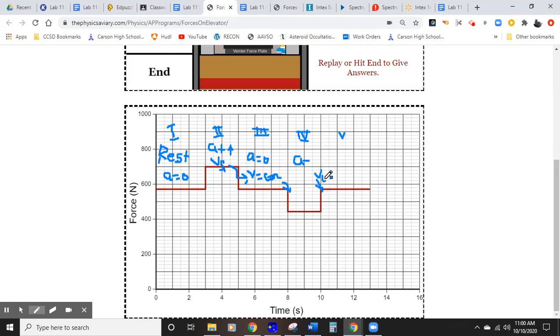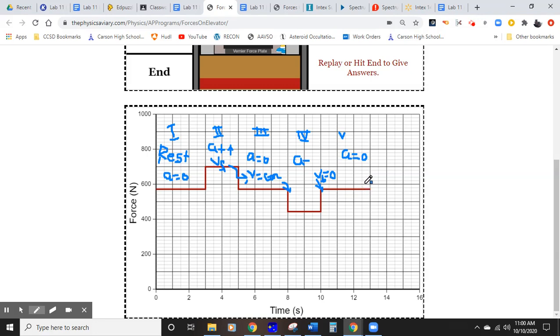The final velocity here is going to be 0. Now in this region, acceleration is also 0, and we are coming to rest. So we're at the top, on the top floor.